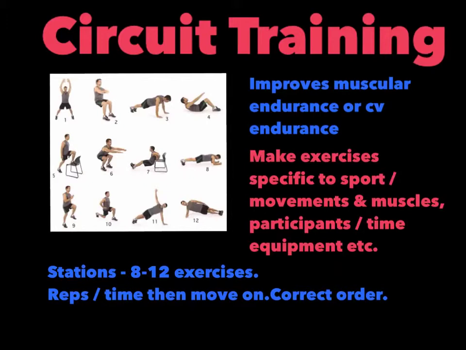So we work on stations, and it might be between 8 and 12 exercises, something like that. And obviously you do one exercise, a certain amount of reps or a certain amount of time, and then you move on to the next one. And the order is worth thinking about, which exercises you put after the next one. So you can see on here that we've got some star jumps followed by some squats, followed by press-ups, followed by sit-ups. So they're working different areas of the body, so the order would be quite important there.